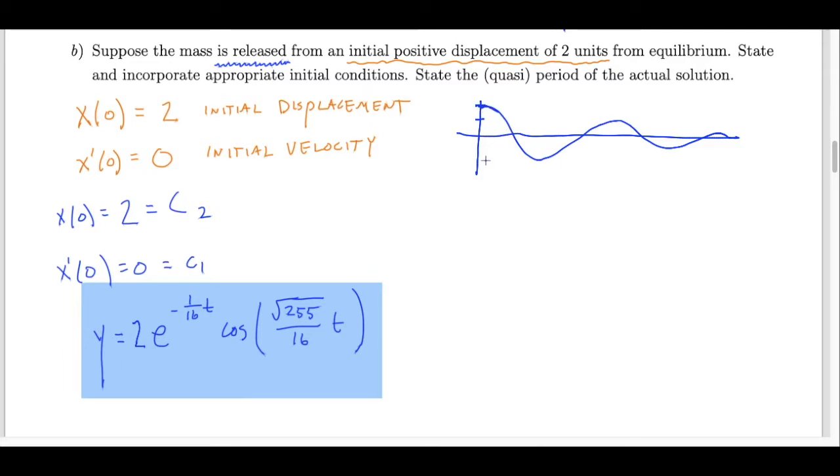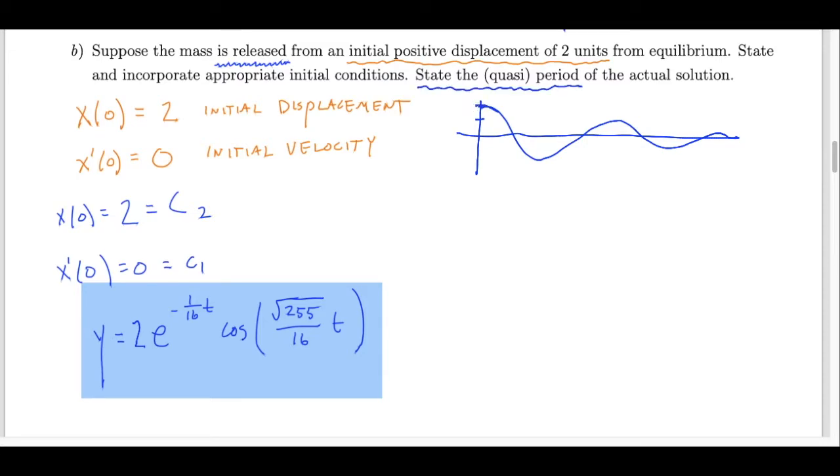Remember that this graph is, of course, with respect to time, so the actual oscillation of the mass would be in 1 dimension, just down and up. The mass itself is not moving to the right in any sense, but if we plot the displacement with respect to time, we see this graph.